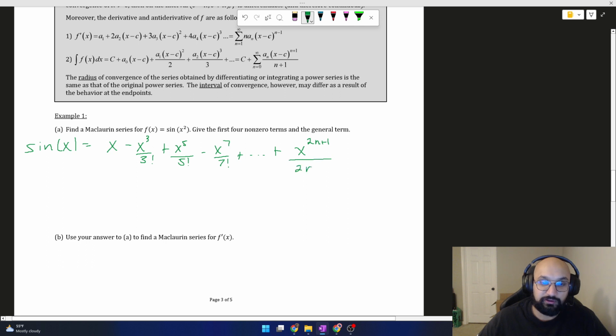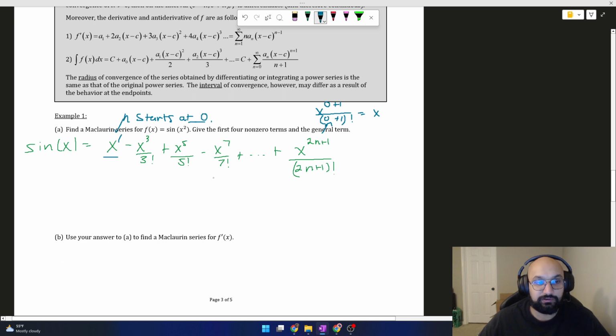To generate the odd values, we generally use 2n plus 1. This assumes that n starts at 0. In order to verify that n starts at 0, or if you ever forget, remember you can just plug in. If you plugged in 0, you'd get x to the 0 plus 1 over 0 plus 1 factorial, which just simplifies to x, which is correct.